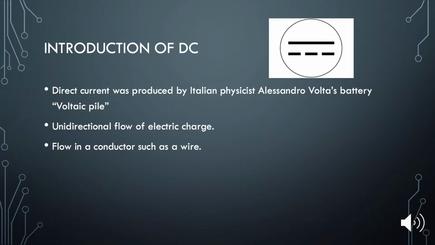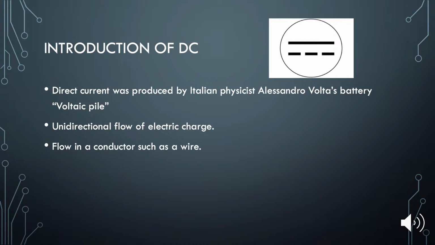Direct current may flow in a conductor, such as a wire, but can also flow through semiconductors, insulators, or even through a vacuum as in electron or ion beams. The electric current flows in a constant direction. Direct current is used to charge batteries and as a power supply for electronic systems.